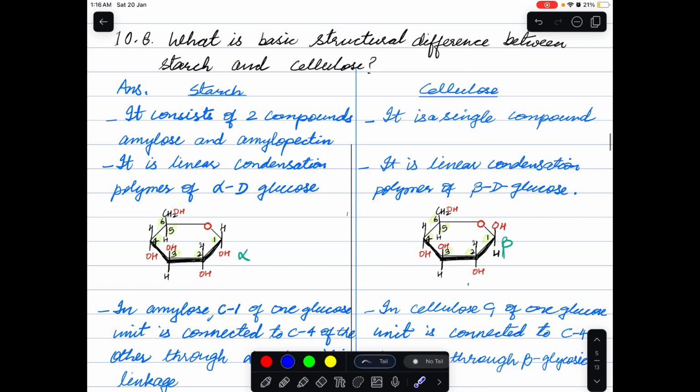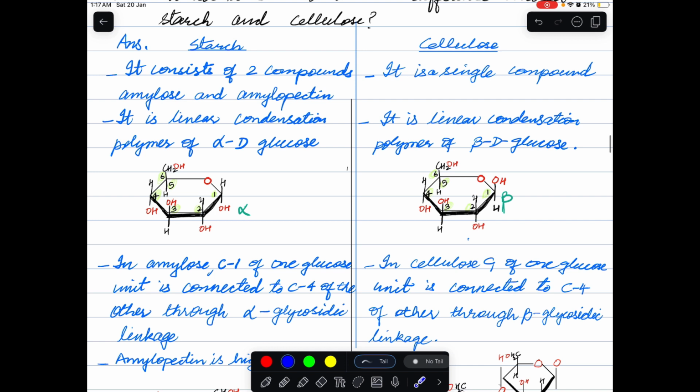Now come to the third question. What is the basic structural difference between starch and cellulose? We have done the difference between glycogen and starch. Now we will be discussing the difference between starch and cellulose. As we discussed, starch is made up of two compounds, amylose and amylopectin, while cellulose is a single compound.